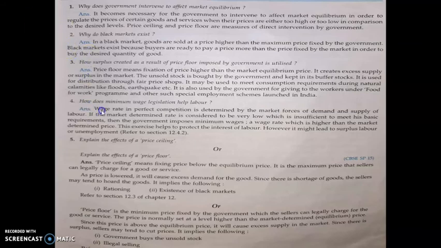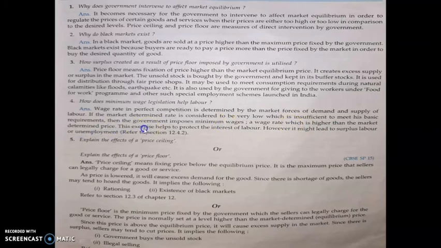Then the fourth one, how does minimum wage legislation help laborers? So what is minimum wage legislation? That is when the wage rate is fixed above the equilibrium wage rate. So the wage rate in perfect competition is determined by the market forces of demand and supply of labor. If the market determined rate is considered to be very low, which is inefficient to meet the laborers' basic requirements, then the government imposes minimum wages, a wage rate which is higher than the market determined price.